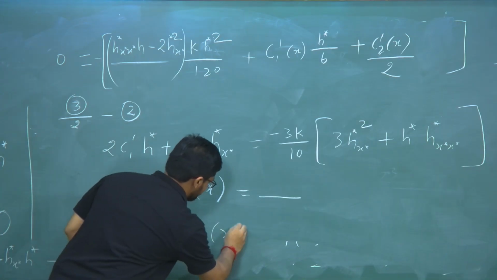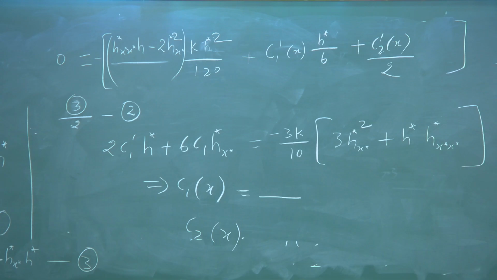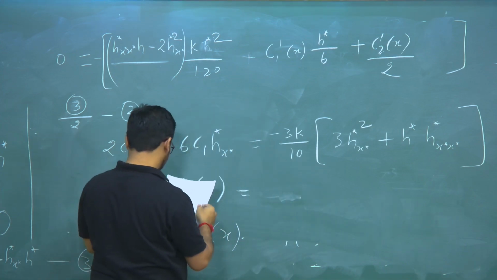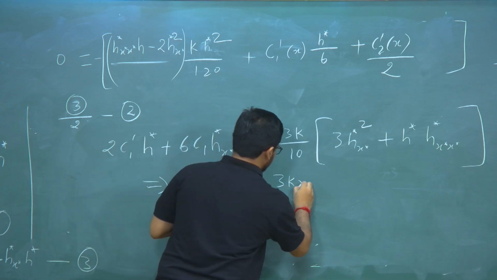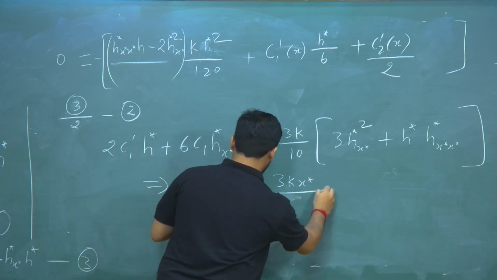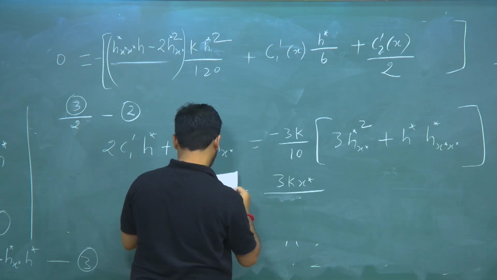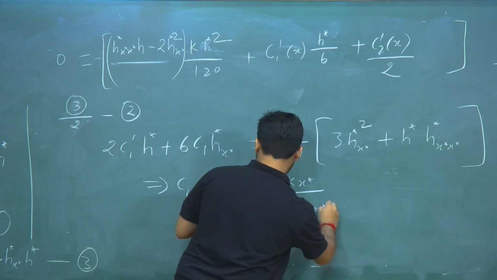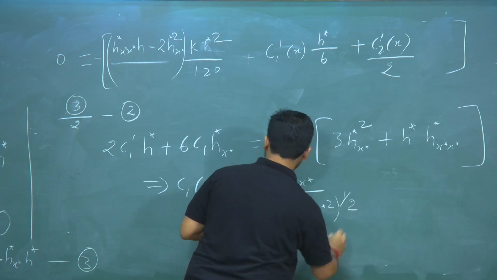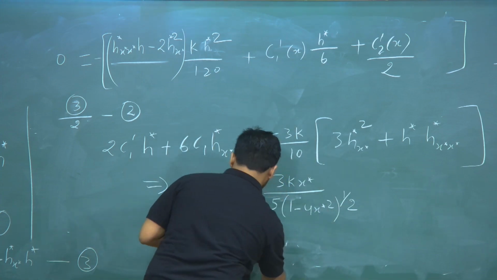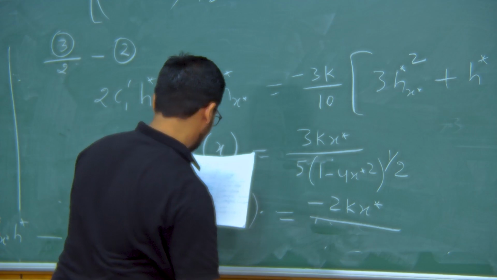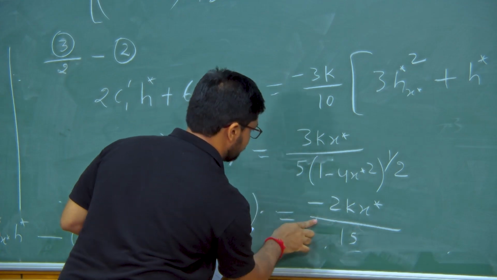So, C2 of x will be known to you, and these were the only two constants which were unknown to us. So, I will write the expressions for C1 and C2. You will get C1 as 3 k x star upon 5 into 1 minus 4 x star square to the power 1 by 2, and C2 of x will come as minus 2 k x star divided by 15. So, this you will get for C2.